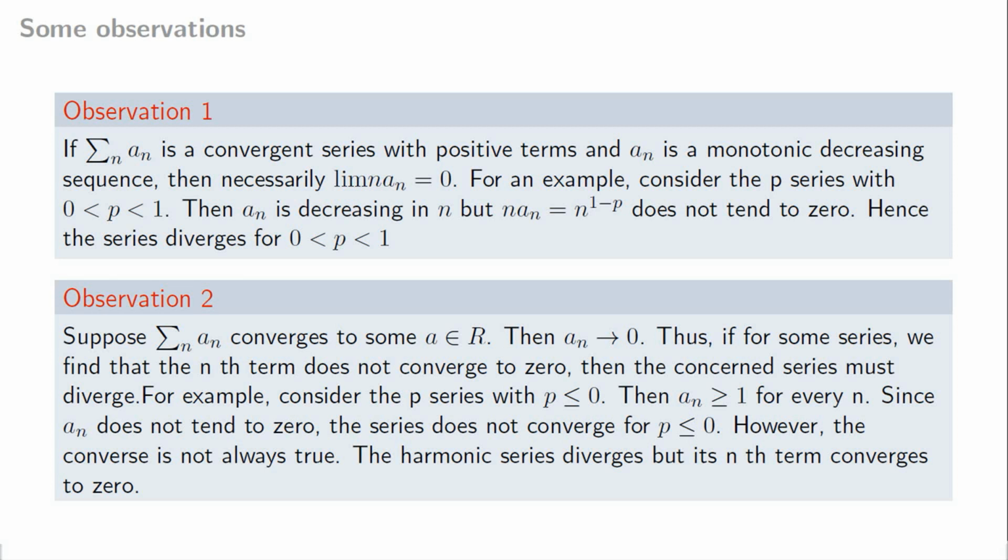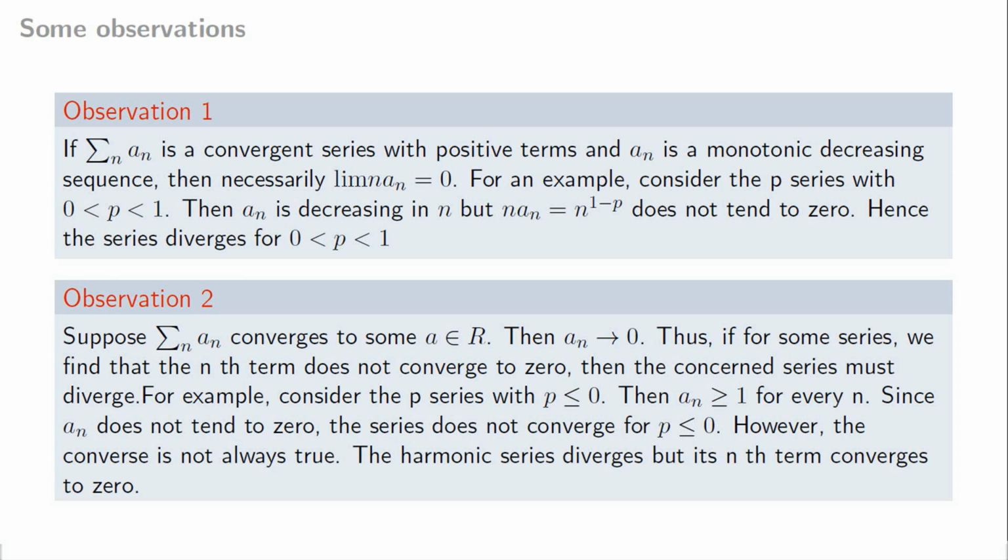Thus, if for some series we find that the nth term does not converge to 0, then the concerned series must diverge. For example, again consider the P series with p less than or equal to 0. Then an is greater than or equal to 1 for every n. Since an does not tend to 0, the series does not converge for p less than or equal to 0. However, the converse is not always true. The harmonic series we have defined earlier diverges, but its nth term converges to 0. So, we must be very cautious while applying these indirect procedures of checking convergence.